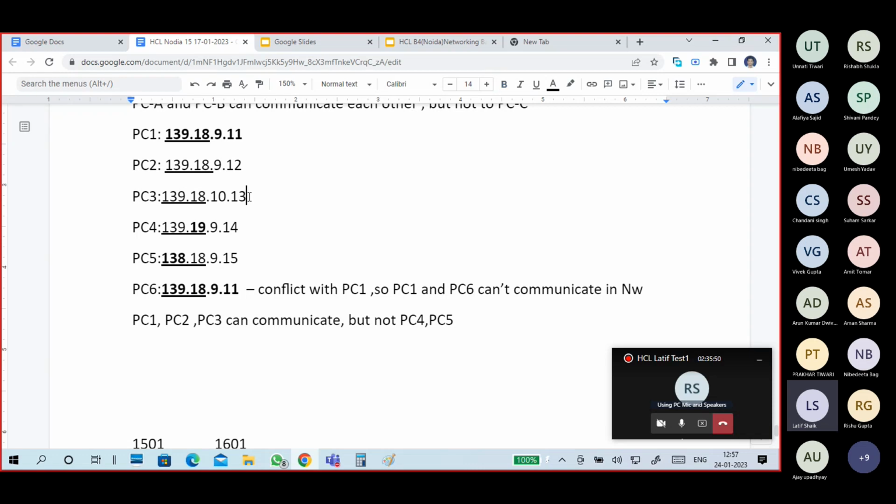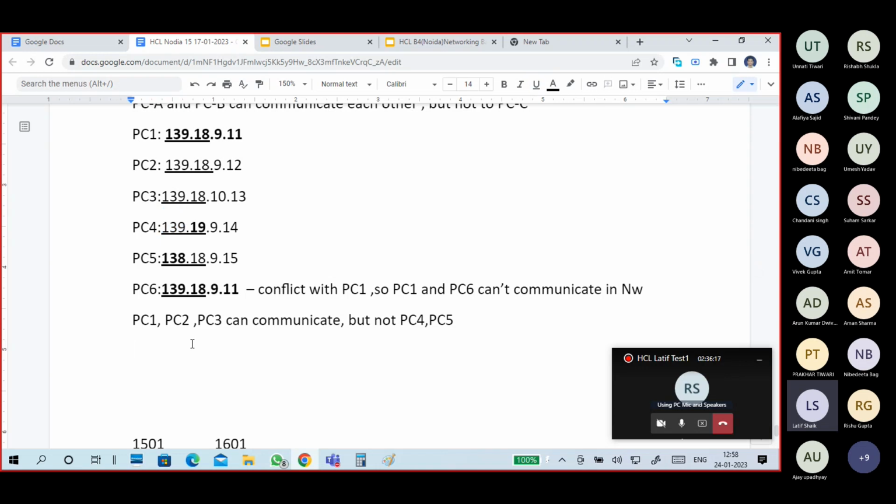See, 12 is occupied, 13 is occupied, 14 is occupied, 15 is occupied, take 16. Okay, change the IP address at the host portion, not the network portion. Next, 4 and 5 are having a problem. This is 19, change it to 18. This is 138, change it to 139. Then all 6 PCs will communicate with each other.